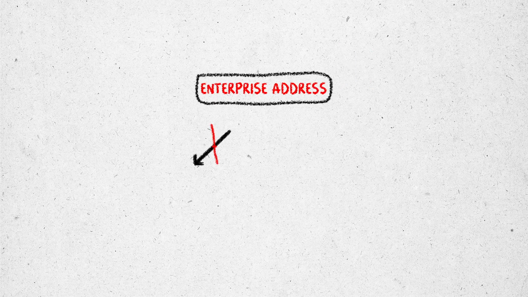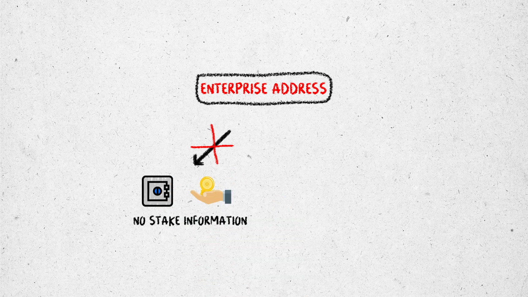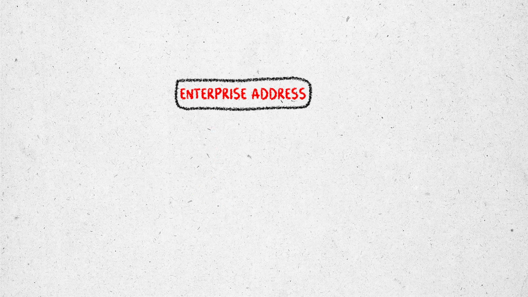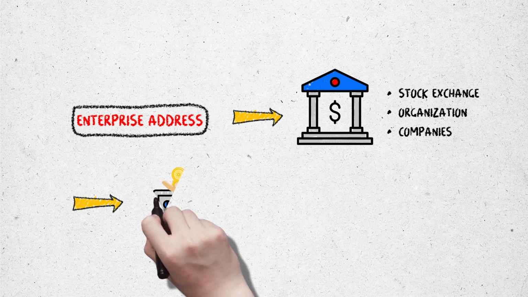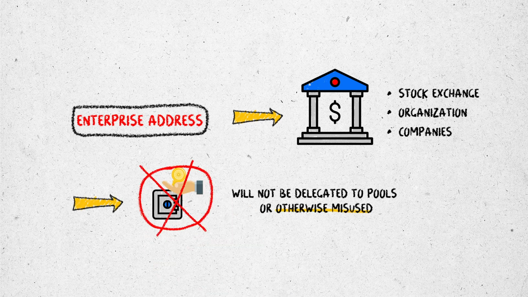The enterprise address does not contain any stake information and cannot be used to delegate to pools. It is only used to receive and send ADA. The enterprise address was originally created for use by exchanges or organizations and companies. Its purpose is to reassure users that their assets will not be delegated to pools or otherwise misused.